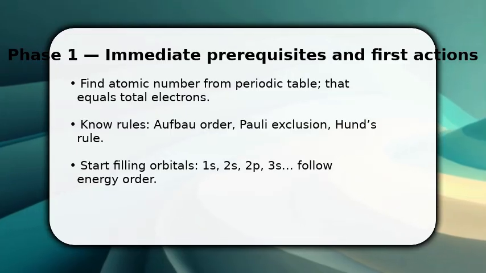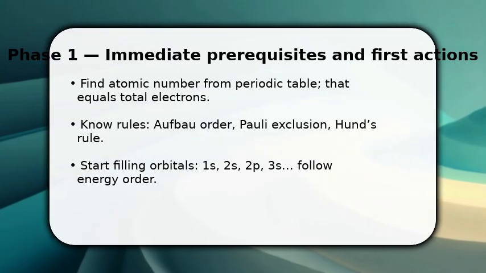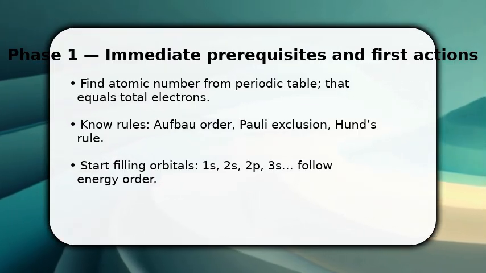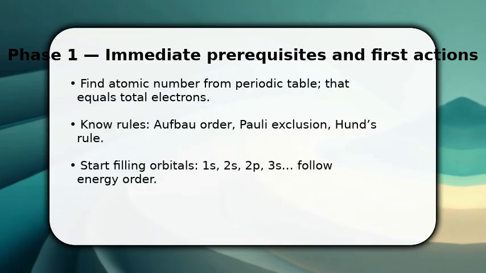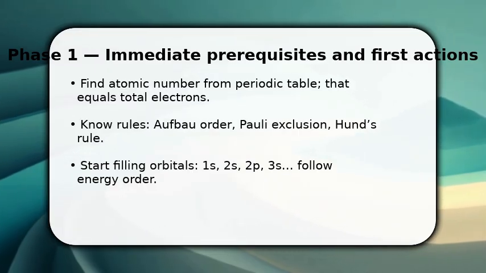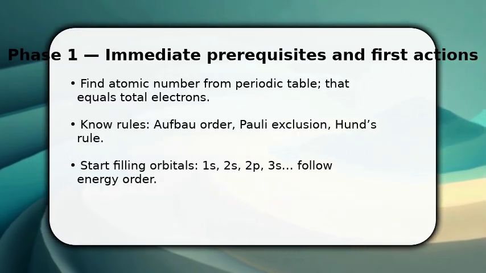You begin by locating the element's atomic number. That number is the electron count you must place. Once done, recall 3 rules: Aufbau to order orbitals, Pauli to limit spins, and Hund's rule for degenerates.